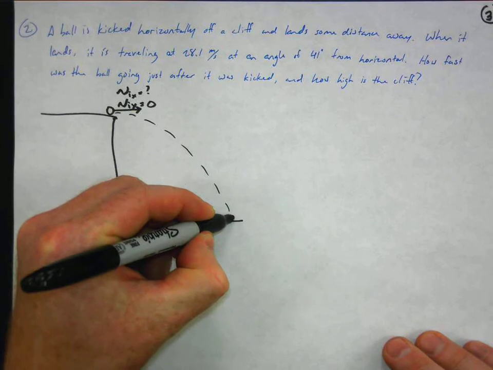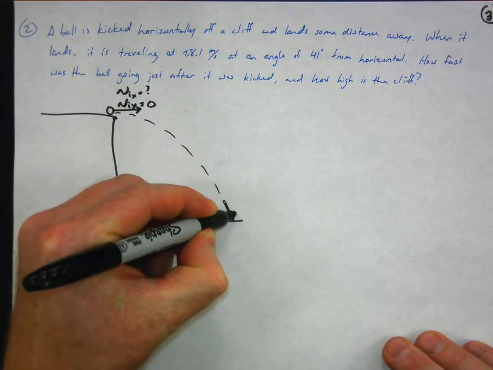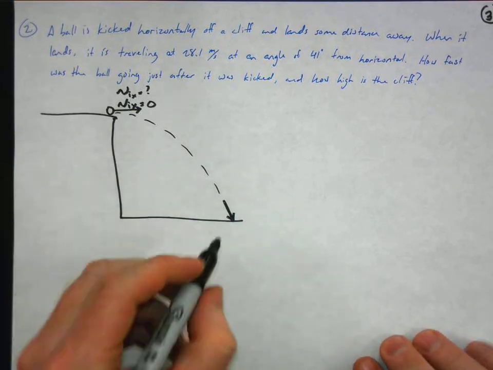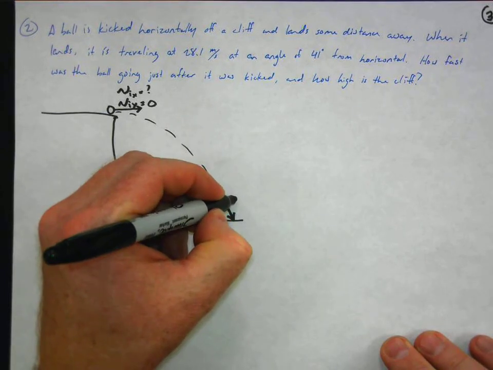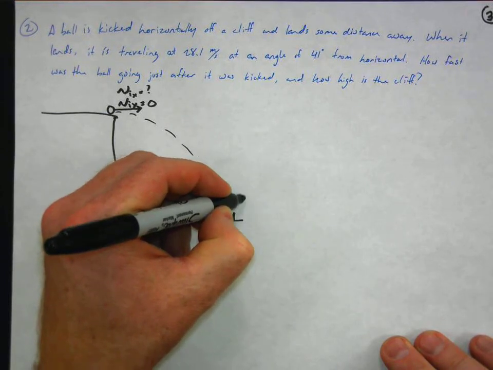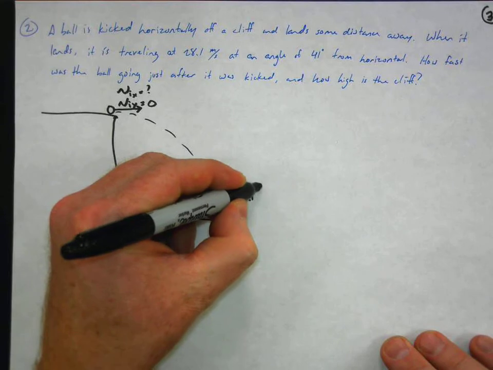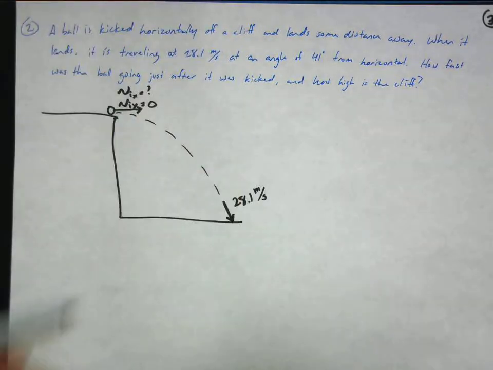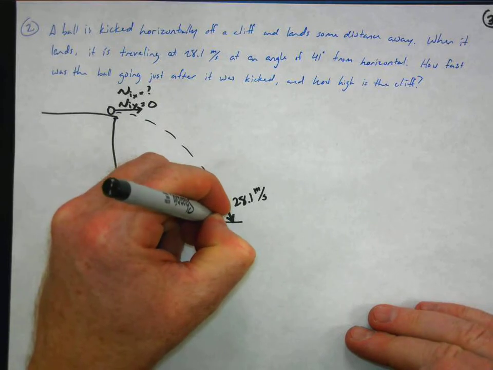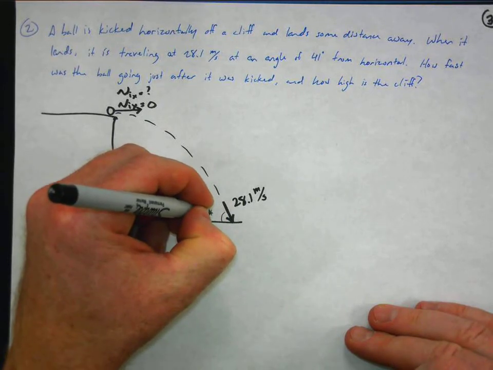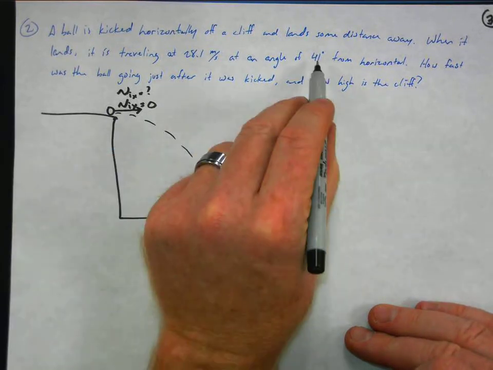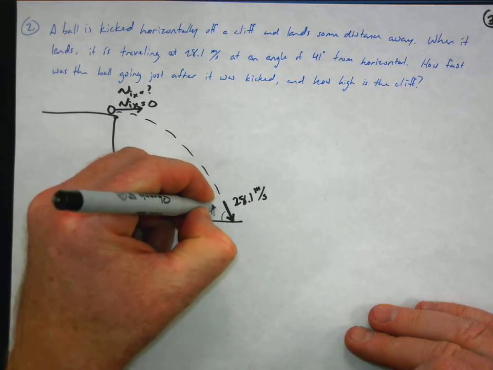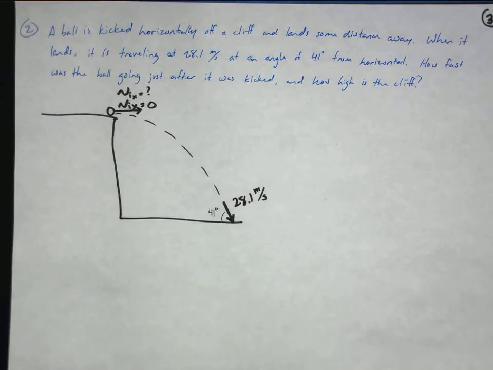So I have a velocity here right before it hits, and this is 28.1 meters per second, and I also have an angle there, angle of 41 degrees, right? Okay.